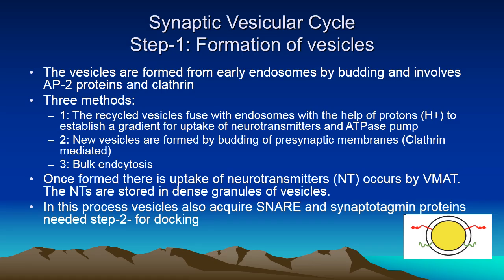Once they are formed, the vesicles undergo uptake of neurotransmitters by vesicular monoamine transporter. For example, there will be uptake of acetylcholine or noradrenaline into these vesicles that are stored in the dense granules. In this process, vesicles also require the exocytotic proteins, particularly the SNARE complex of proteins and synaptotagmin, because these proteins are needed for docking also.